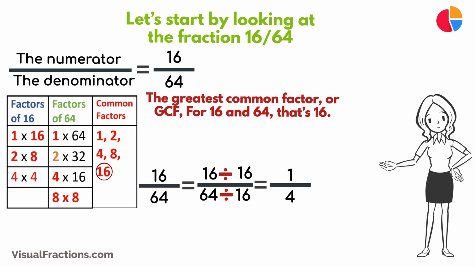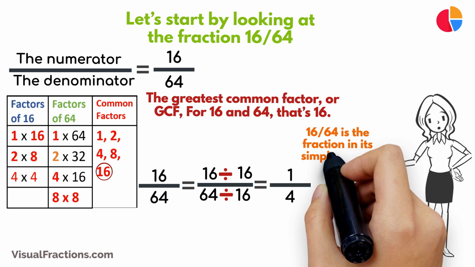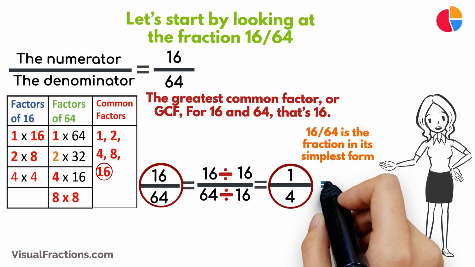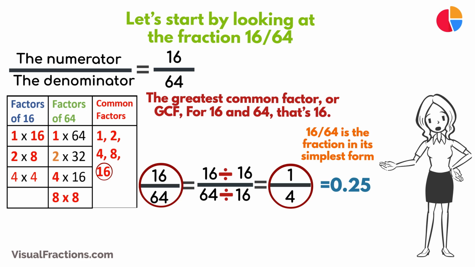So, simplifying 16/64, we end up with 1/4, which is the fraction in its simplest form and cannot be reduced any further. It's important to note that both the original fraction 16/64 and the simplified fraction 1/4 have the same decimal value, which is 0.25. This demonstrates that simplifying a fraction does not change its inherent value but makes it easier to understand and use.